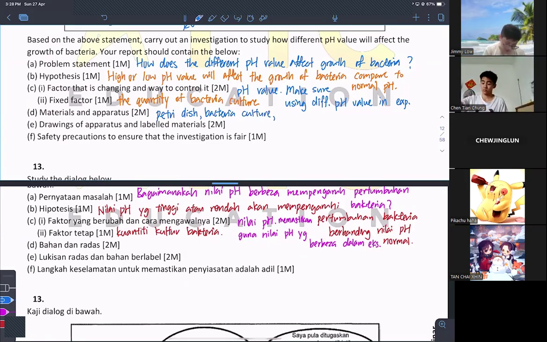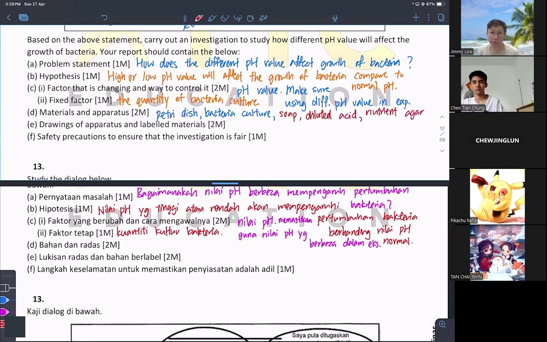Then you can mention, what is it called, you can say I use soap, I use diluted acid. And it comes with agar, because you have to make sure you give them nutrition, only then they survive. How much do we need to mention? There's no benchmark here. There's no limit. Just make sure you fill in the blanks with whichever is necessary. But okay, there's a cost.